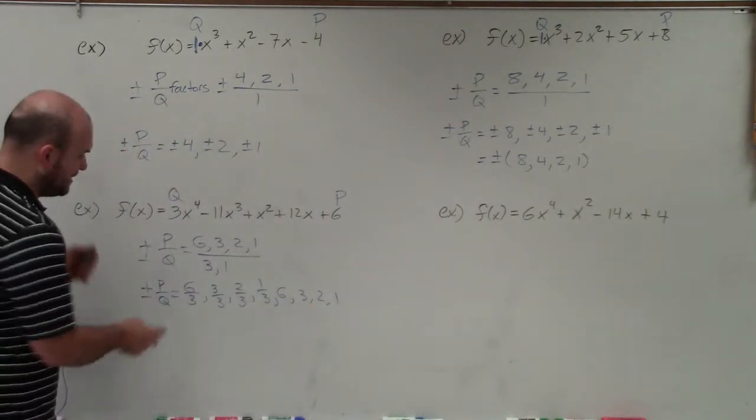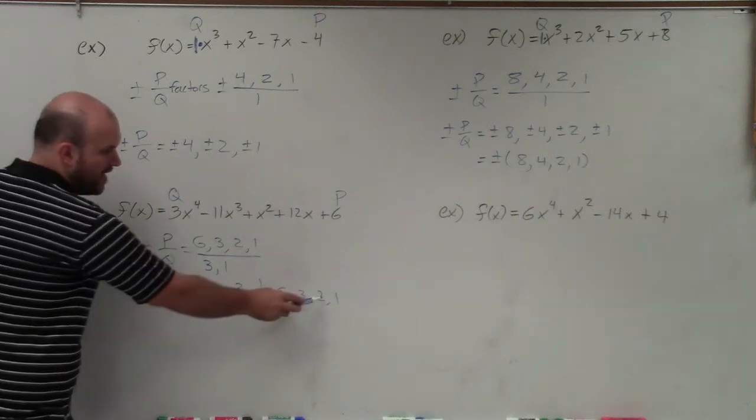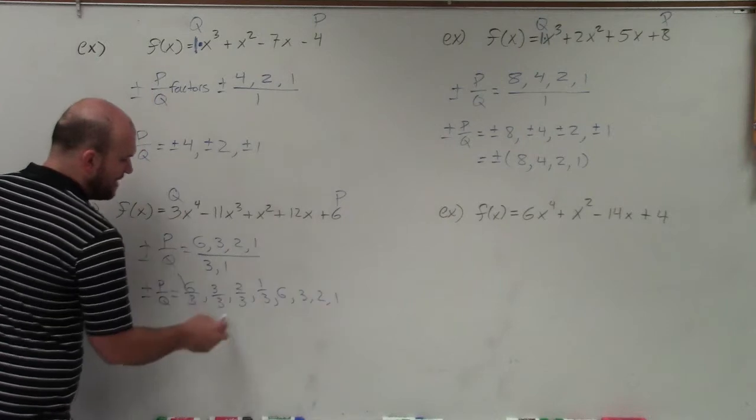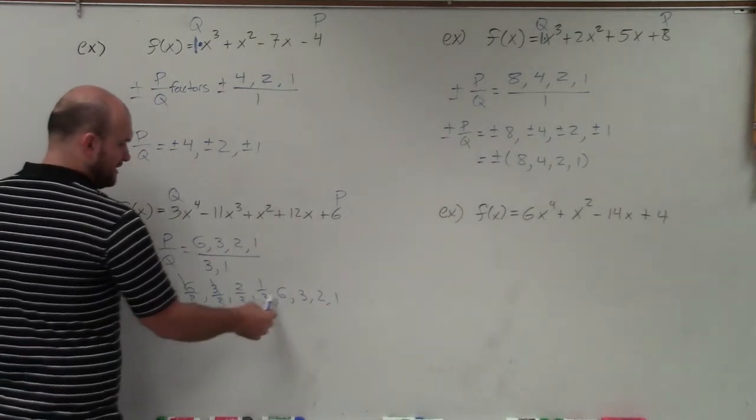Now let's go and simplify. Well, 6 divided by 3 is 2. I already have a 2, right? So that's a duplicate. 3 divided by 3 is 1. I already have a 1, so that's a duplicate. And then the rest of these will work.